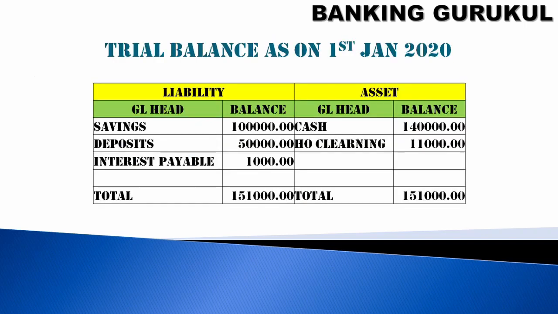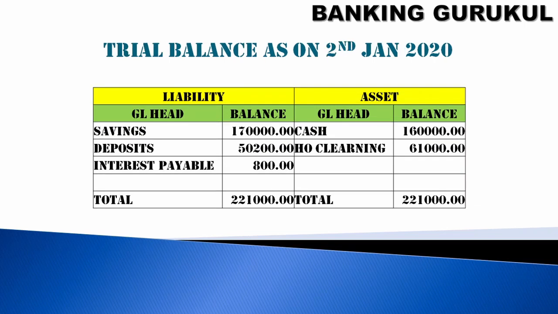So you can see my trial balance on 1st January, but the daybook is 2nd January. So on 1st January I have taken the balances, liabilities and assets as tallied. Total 1,51,000 and assets also 1,51,000. So if I post my 2nd day's daybook transactions, now you can see some individual general ledgers increase, some decrease. So finally my total liabilities and assets have tallied. So this is trial balance.